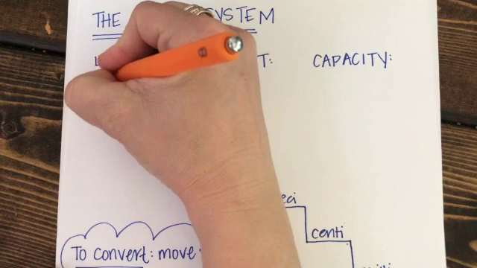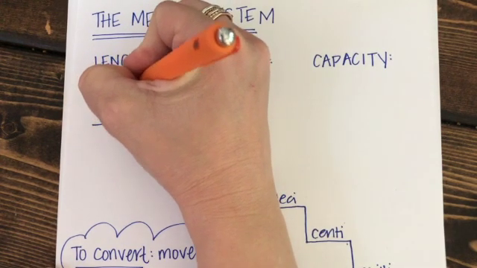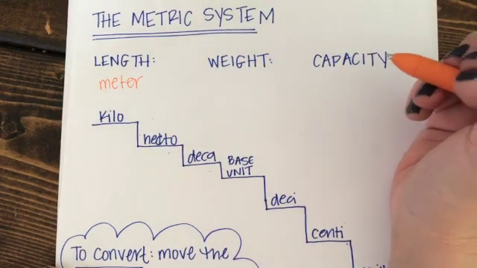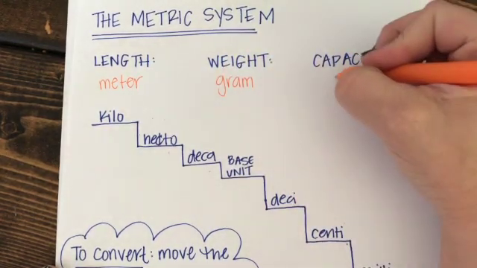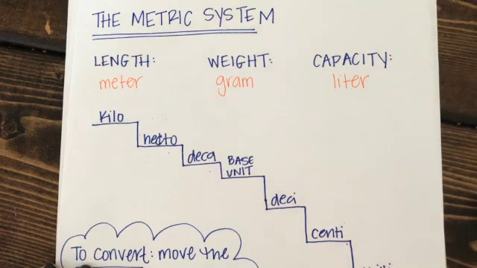For the metric system, it's a base 10 system, and the base unit for length is meter. The base unit for weight is gram. And for capacity, it's liter. In customary, we have pounds and ounces and tons and all these different words. For the metric system, it's meter, gram, and liter. And then everything is a prefix with that word.